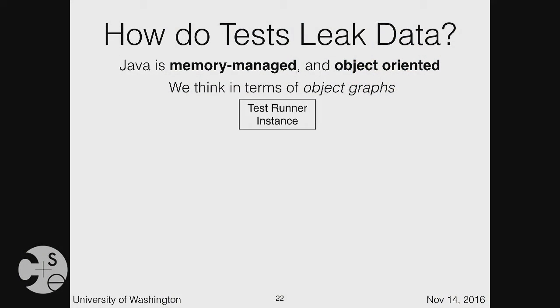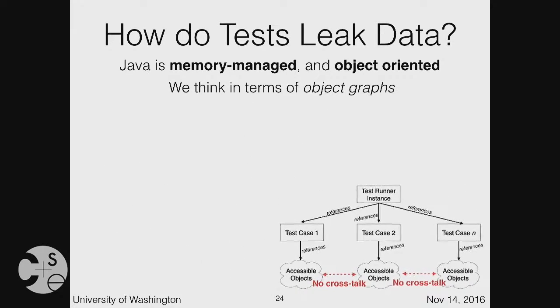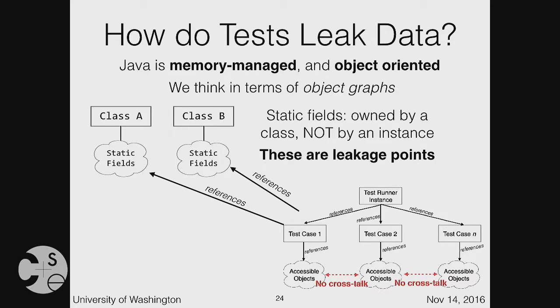So let's consider how tests might become dependent on each other. Hopefully I don't need to refresh this much: Java is memory managed and object-oriented, so we usually think in terms of object graphs. We have some test runner, and our test runner object can make a whole bunch of tests, and those tests can make some objects. As long as the test runner isn't sharing references between tests, there should be no crosstalk between the tests, except for global variables, which would be static fields in Java. These static fields are owned by classes, not by instances, so we can reference them anywhere. So these are our leakage points. They are basically like the heap roots that we need to protect access to, to identify that two tests may be becoming dependent on each other.